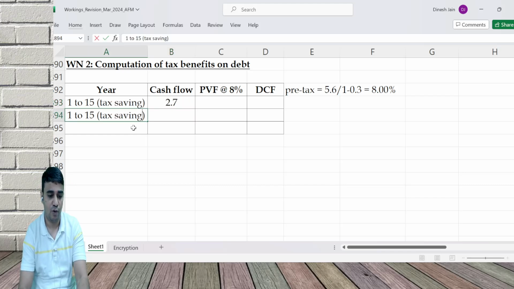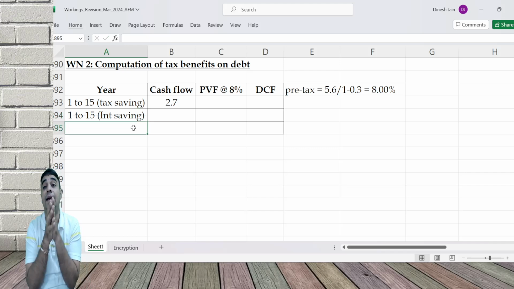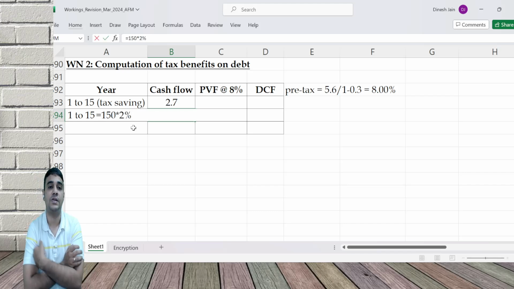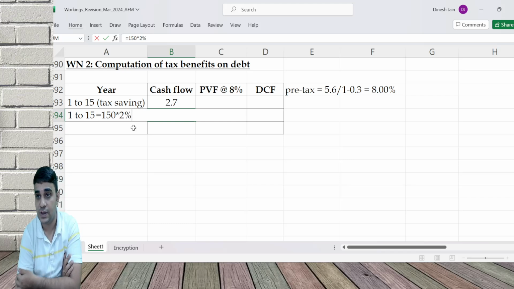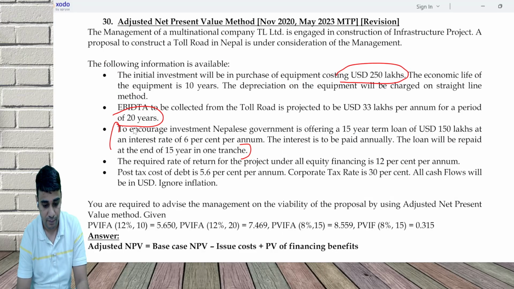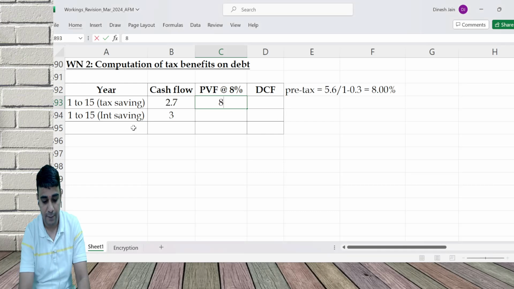Second benefit, government is saying, don't worry, I do you one more thing. Interest itself, I will save you. I wanted a loan at 8%, because my cost of debt is 8%. Government is giving the loan at 6%. So the second saving is 150 into directly 2%. If the amount was getting repaid every year, you would have to do this calculation every year. 8%, 15 years, not 20 years. Only benefit is for 15 years. The factor is there in the question. 8.559.